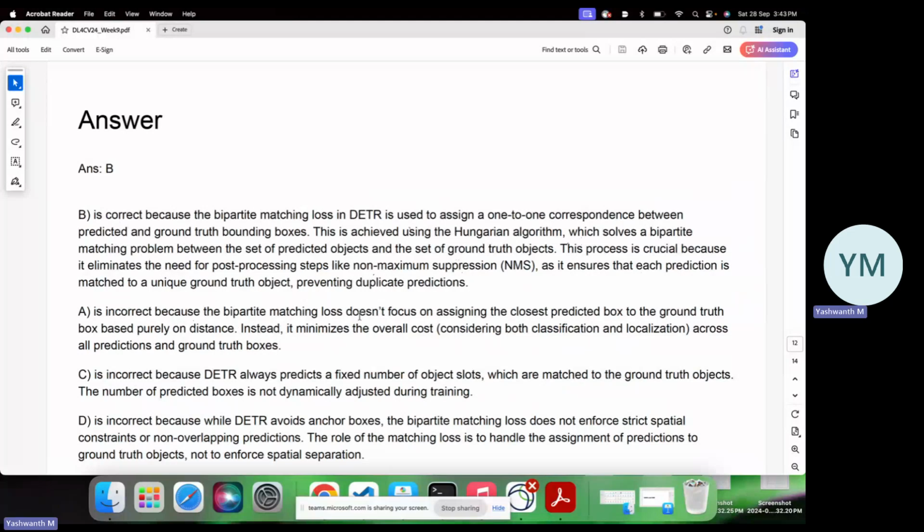A is incorrect as the bipartite matching loss doesn't focus on assigning the closest predicted box to the ground truth box based purely on distance. Instead, it minimizes the overall cost. And C is incorrect because the Detection Transformer always creates a fixed number of object slots which are matched to the ground truth objects. The number of predicted boxes is not dynamically adjusted. And D is incorrect because while the Detection Transformer avoids anchor boxes, the bipartite matching loss does not enforce strict spatial constraints or non-overlapping predictions. The role of matching loss is to handle assignment of predictions to objects, not to enforce spatial separation.